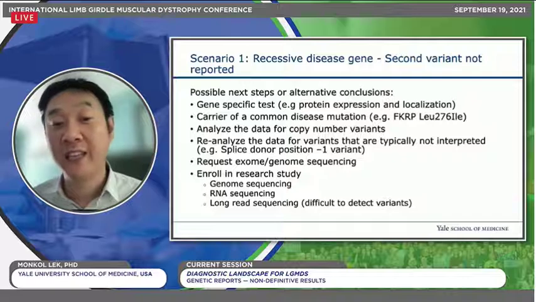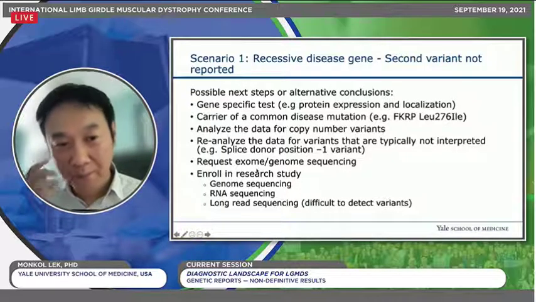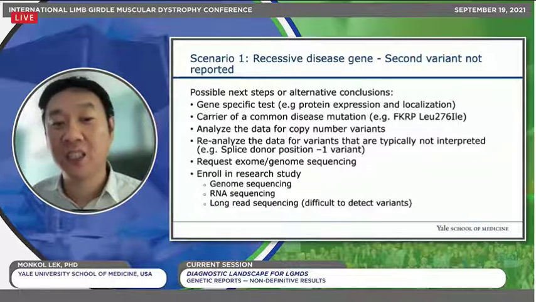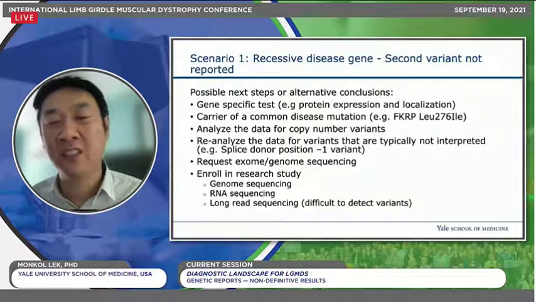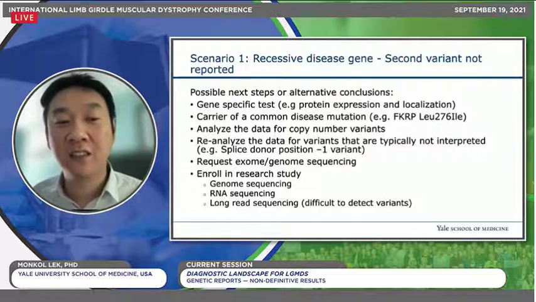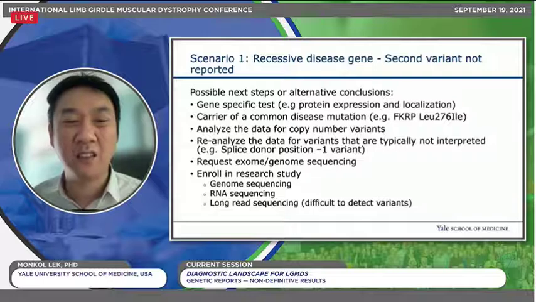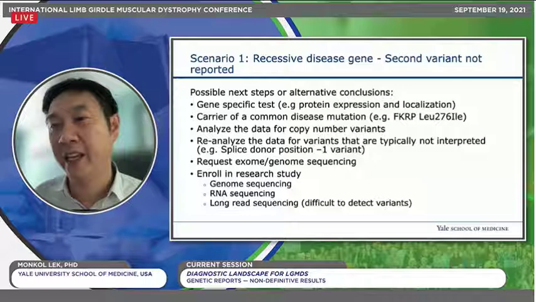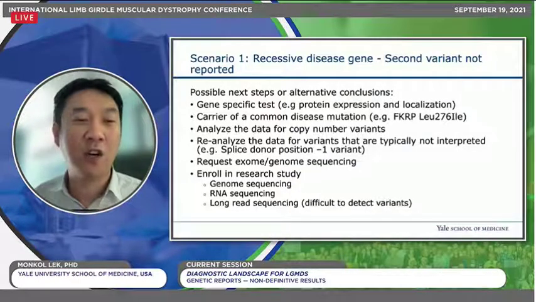You could also request exome or genome sequencing. Typically, you would request exome sequencing for cases where you've only done a gene panel, to look at the remaining genes also, and not necessarily look for that missing variant. Genome sequencing is typically not ordered. And the last is to enroll in a research study, where we apply cutting-edge genomic technologies to look for either the second variant or another possible gene.